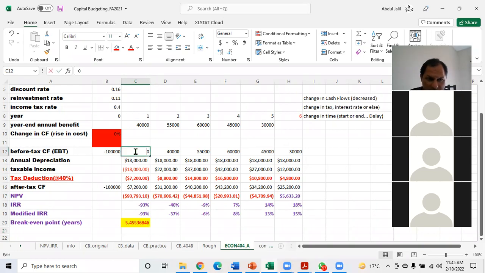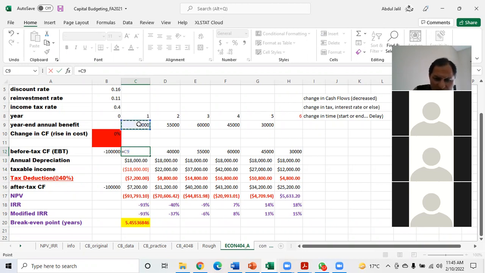So I'm going to revert this change. Equal to this cell multiplied by this cell, and plus again this cell, and making this cell fixed, F4.